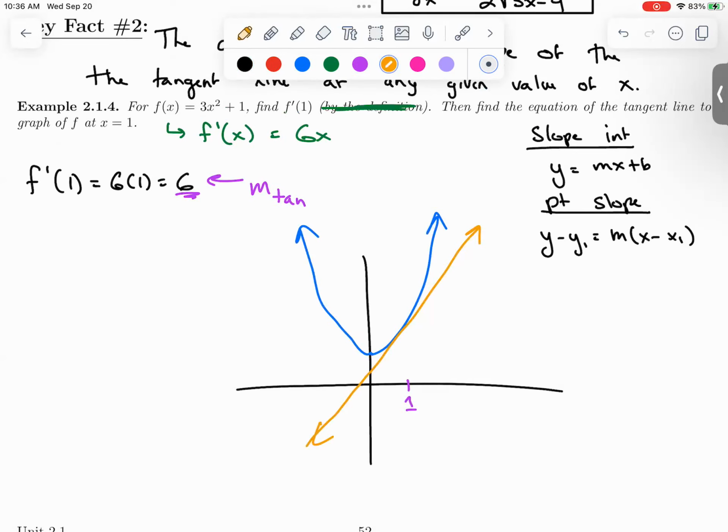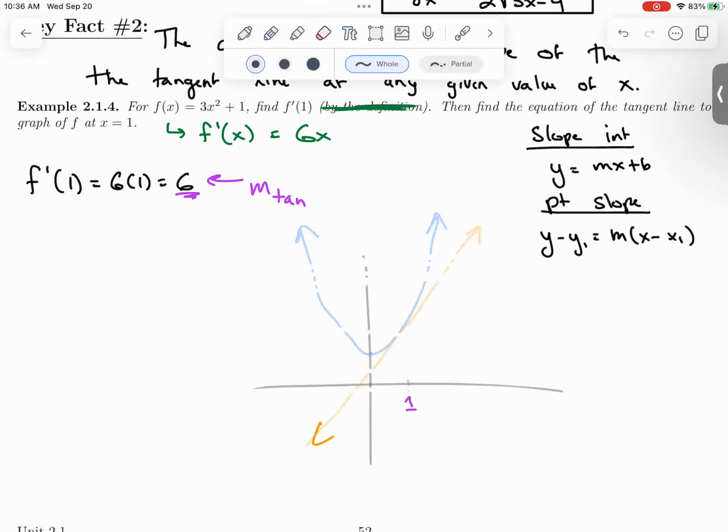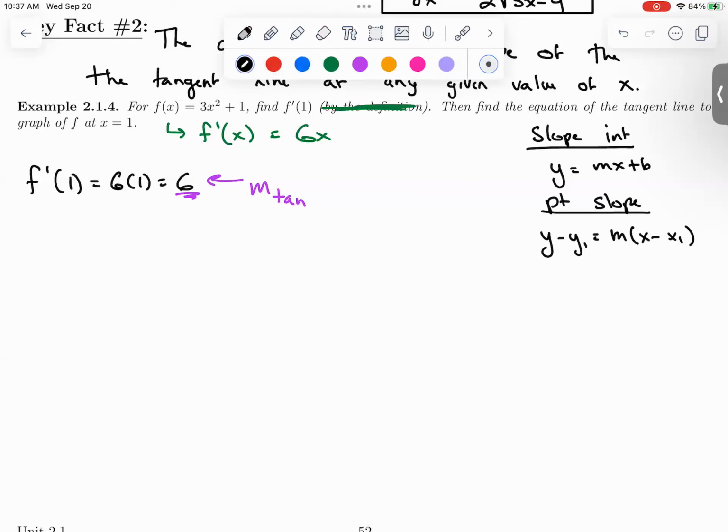So we have the slope. What do we need for the equation of a line? We either need 2 points on the line, or we need the slope and a point. We're not given a point. Oh no. What do we do? How do we find a point on the curve? Use the x value. We said find the equation of the line tangent to the curve, or the tangent line to f at x equals 1. So we need a point on f.